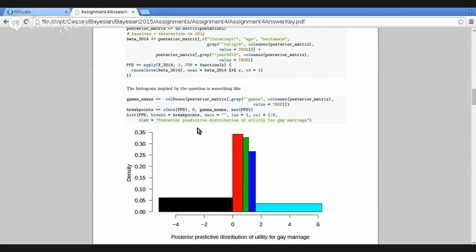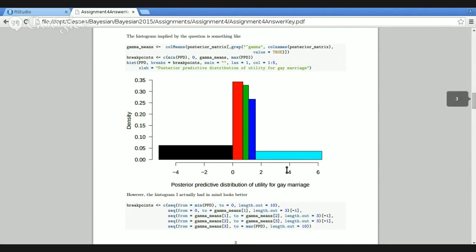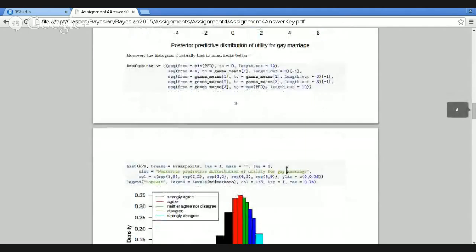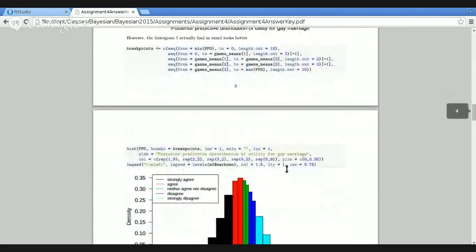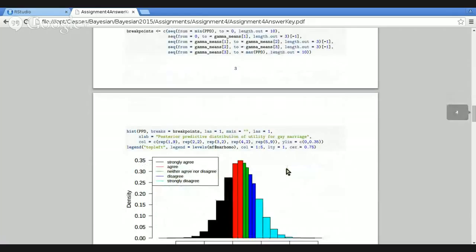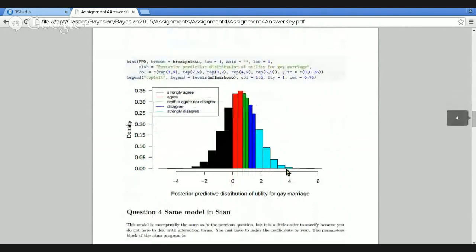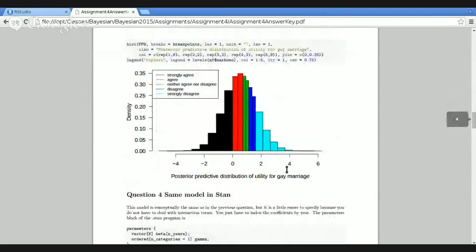So you need an additional cut point at 0 in order to create a histogram that looks like this, which is really not what I intended. I mean, if that's what you did, then that will be full credit, but that's not really the histogram I intended to make. The histogram I intended to make looks like this, where we made a sequence of breakpoints, etc., and then I was going to color them in based on where the average of the posterior cut points are.